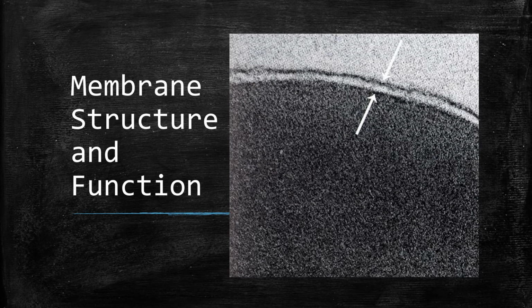So last week we talked about cell structure and function in prokaryotes and eukaryotes. So today we're going to start looking at membrane structure and function, particularly in eukaryotic cells. So let's get started with that.